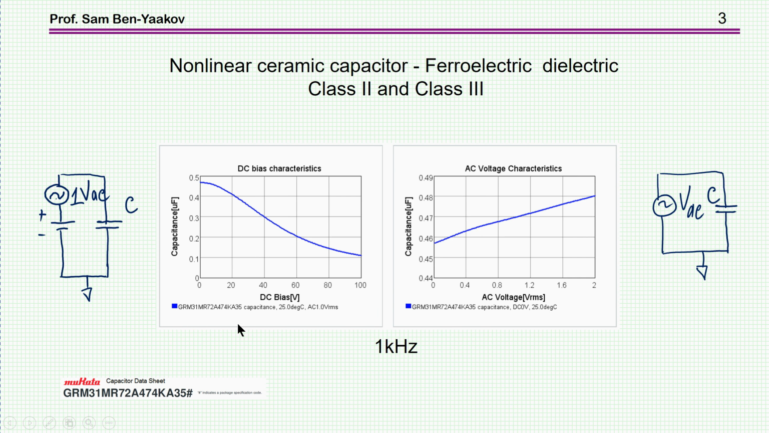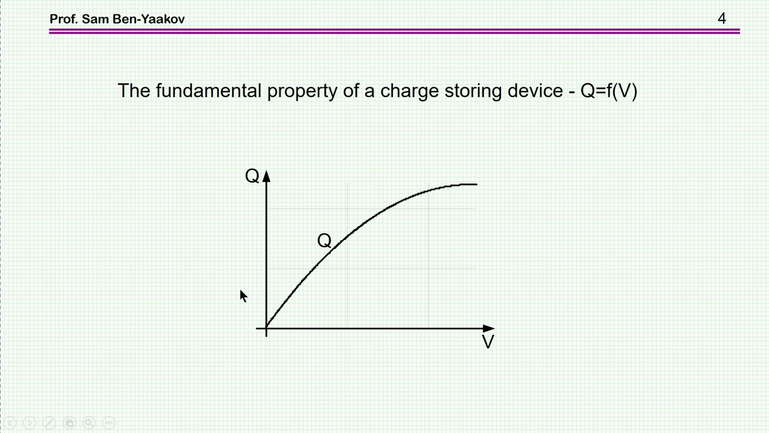This particular information is from the Murata datasheet for this particular ceramic capacitor. It's a 0.47 microfarad capacitor. Now, we see here that there's quite a bit of a change. It starts from about 4.7, but then it drops with bias voltage to about 0.1 microfarad.